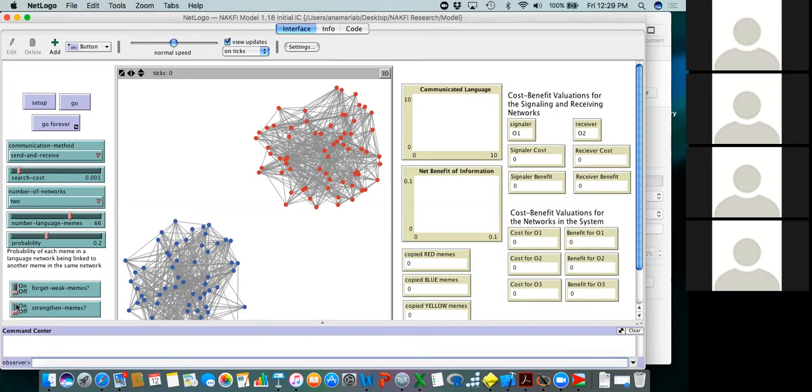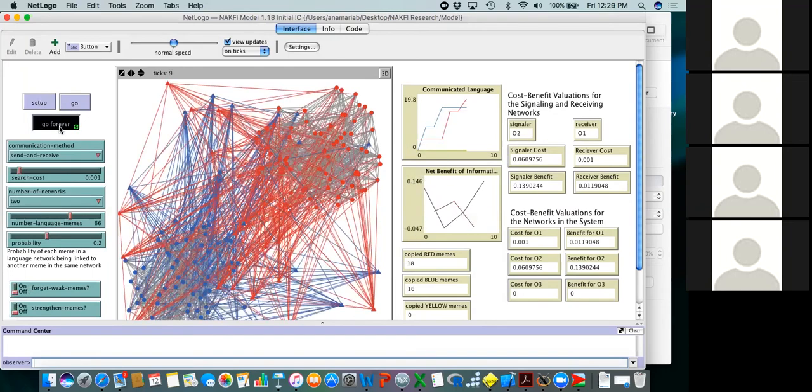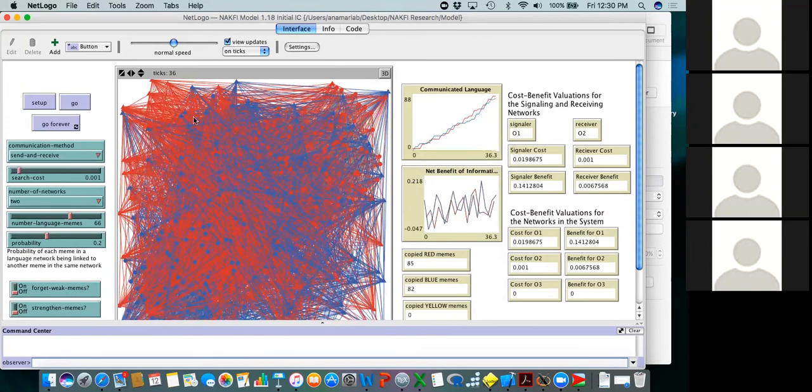So I can have no adaptation and no selection, right? And I can have the model run. And what happens here, I get the concepts that are triangular are the concepts that are being exchanged, right? And what I am tracking is the net benefit of information, so it's the benefit minus the cost, and also how much language or how many of these memes are being communicated. And I can play with all these scenarios.